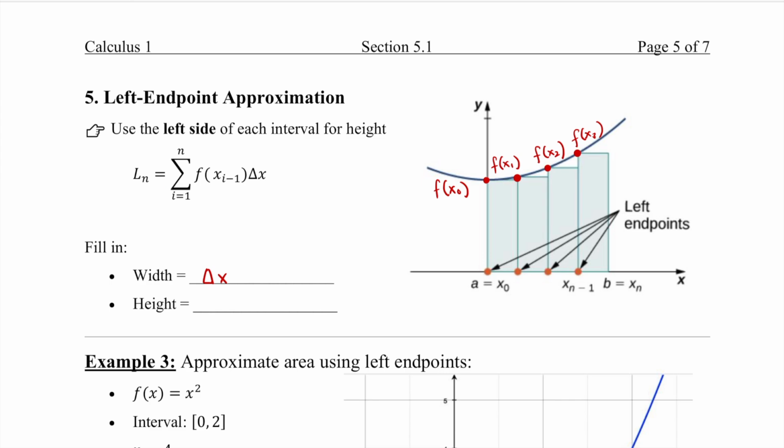Now let's connect this to the formula. L_n, which represents the left endpoint approximation, equals the sum from i equals 1 to n of f of x sub i minus 1 times delta x. Delta x is the width of each rectangle, and f of x sub i minus 1 is the length of each rectangle.